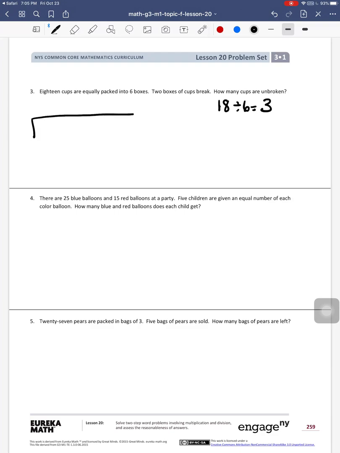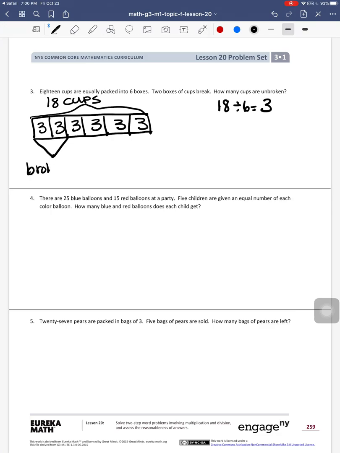So I'm going to make my tape diagram. And if I know I have 6 groups, that means I have to make how many lines? What's 1 less than 6? Right, 5. So I have to make 5 lines, and that'll give me 6 groups. 1, 2, 3, 4, 5. All right, so we know that these are all 18 cups, right? We already said there's 3 in here, 3 in here, 3 in here, 3 in here, 3 in here, 3 in here. And then we found out 2 boxes are broken. Oh my, so these 2 boxes, they're broken.